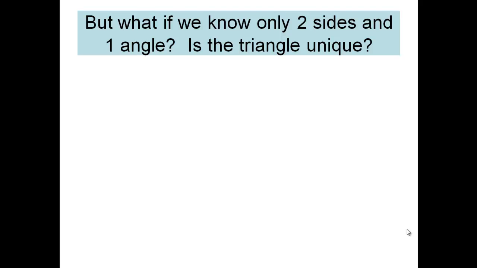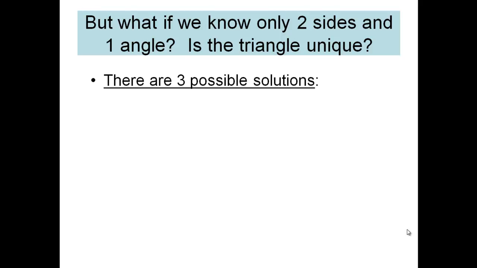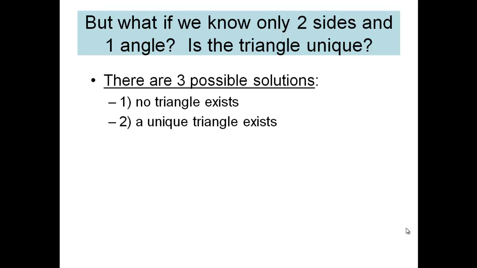But what if we only know 2 sides and one angle? How do we know if the triangle is unique? Well, there's 3 possible solutions. 1, no triangle exists. 2, we have a unique triangle that exists. Or 3, 2 triangles exist. Now, it's that last one that people get stuck on because they're like, 2 triangles exist? How is it possible we could have 2 triangles? Well, let me draw an example.